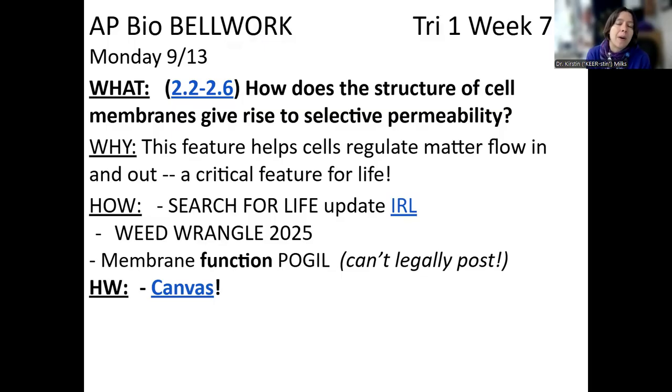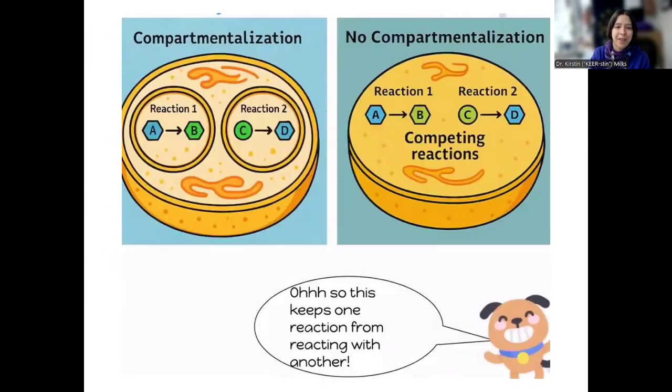As well as a quick note about compartmentalization that I want to make sure you understand as we're learning about the importance of membranes. We're going to talk about the weed wrangle, our launch to Unit 3, our ecology service learning trip. This is a really unique opportunity. Most high schools don't get to do this. I'm really excited that we get to. And then we're going to work through the membrane function POGL. The focus for this part of our learning is really thinking about interpreting pictures and diagrams and building understandings from them. So that's what we're practicing today.